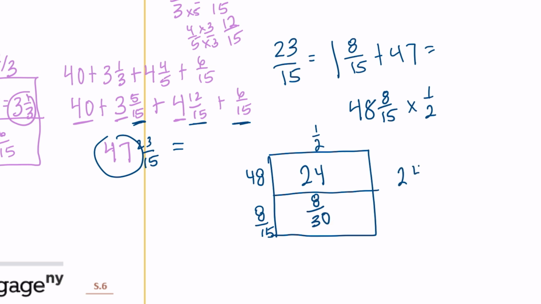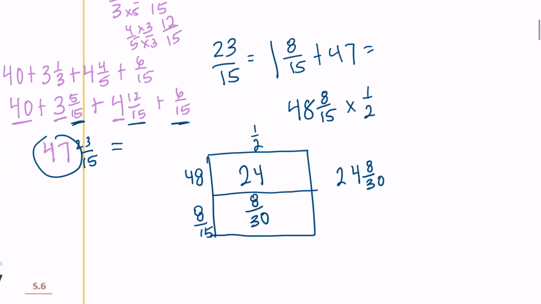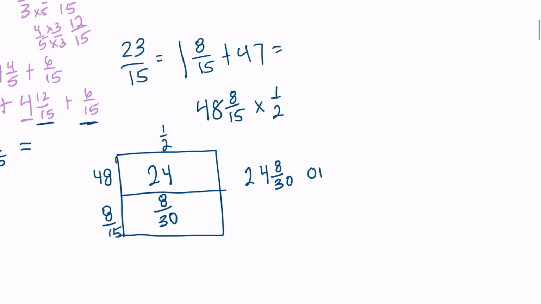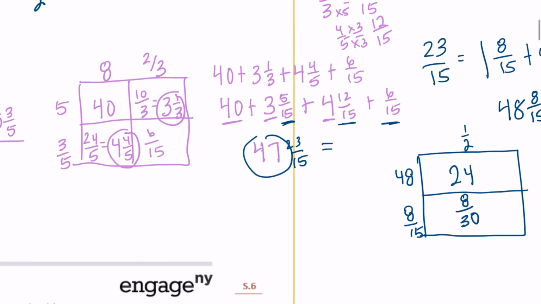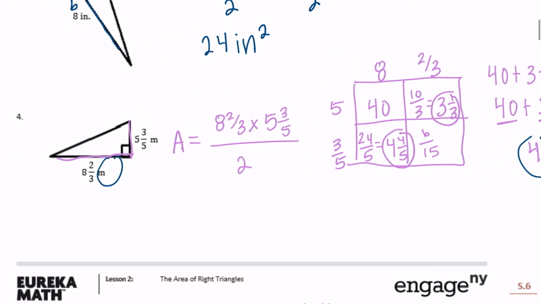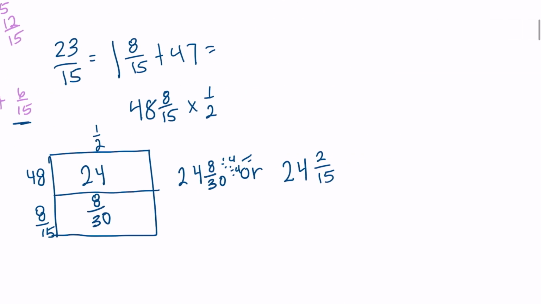So we get 24 and 8/30. Or we can reduce that, and that would be 24. I can divide both 8 and 30 by 4, which would give me 2/15, which cannot be reduced, and our label would be, we were on meters, so meters squared.